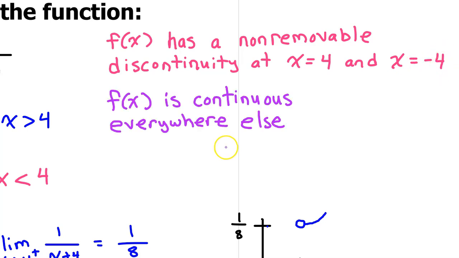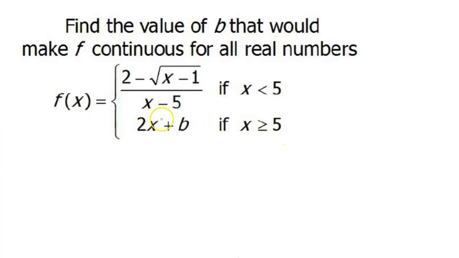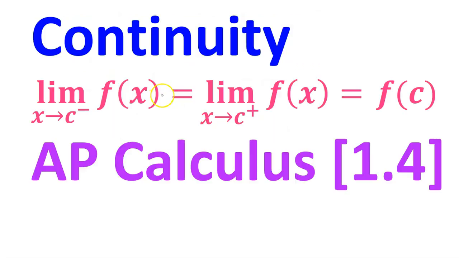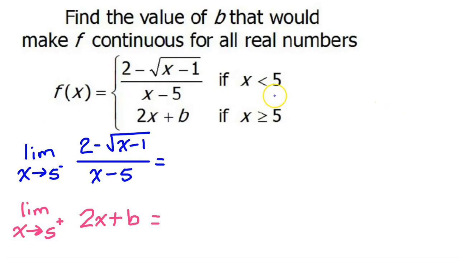Don't forget to conclude your discussion of continuity by adding f of x is continuous everywhere else. Let's do one more. Find the value of b that would make f continuous for all real numbers. We know for f to be continuous at x equals c, the limit as x approaches c from the left must equal the limit as x approaches c from the right, which must also equal the value of f at c. The only place where f of x might not be continuous is at x equals 5.